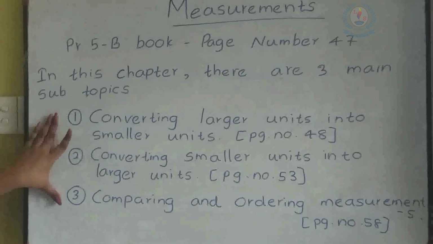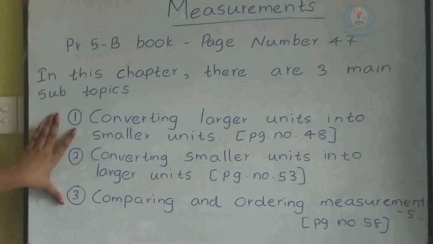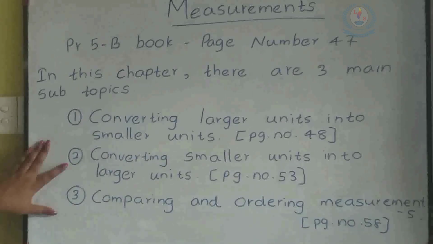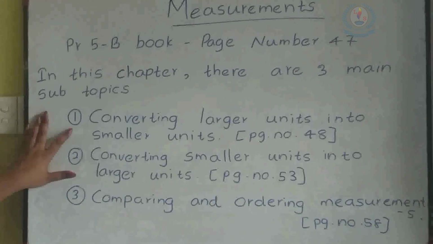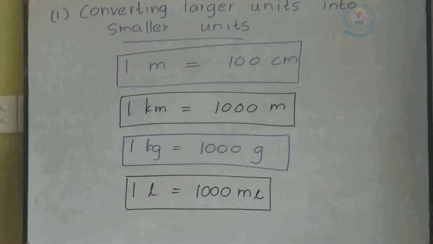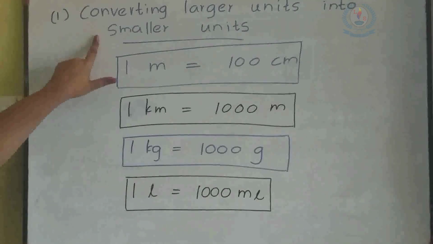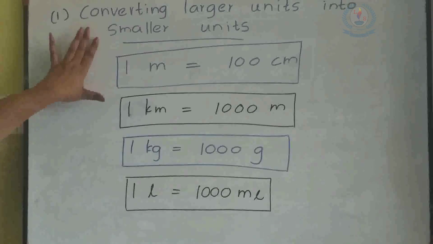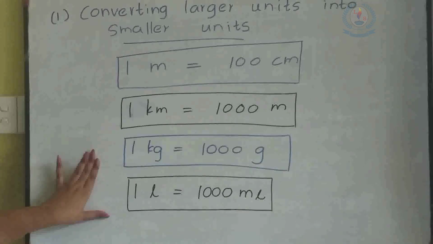Out of these three subtopics, we have already learned the first subtopic, that means converting larger units into smaller units, in our second term. Before starting the second subtopic, that means converting smaller units into larger units, I am going to just revise the first subtopic briefly. First subtopic was converting larger units into smaller units. Under this subtopic, we have learned four relationships between some units. Can you remember those four relationships?